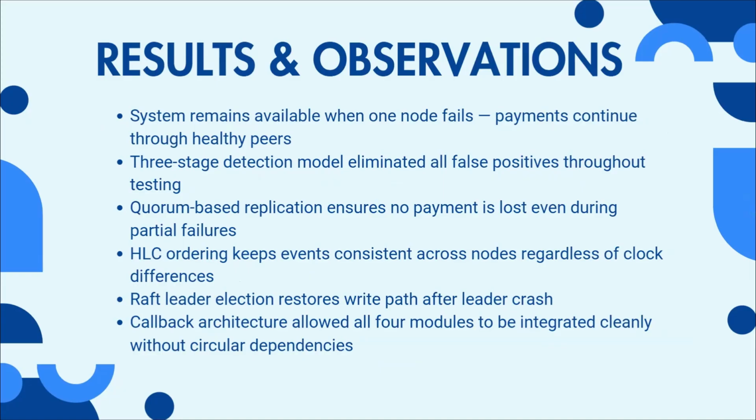After addressing these issues, the system shows strong results. It remained available even when one node failed because healthy peers continued processing payments. The three-stage detection module eliminated false positives during testing. Quorum-based replication ensured payments were not lost during partial failures. HLC ordering kept events consistent across nodes, and Raft leader election restored the right path after leader failure. Overall, all four members were integrated successfully into a stable and reliable system.